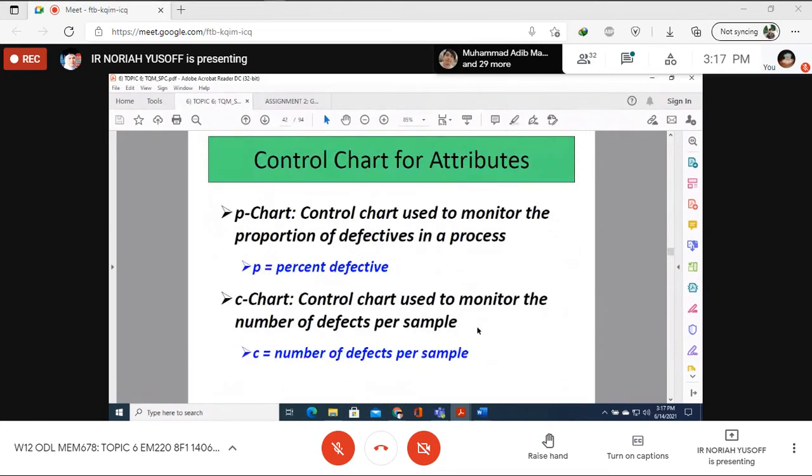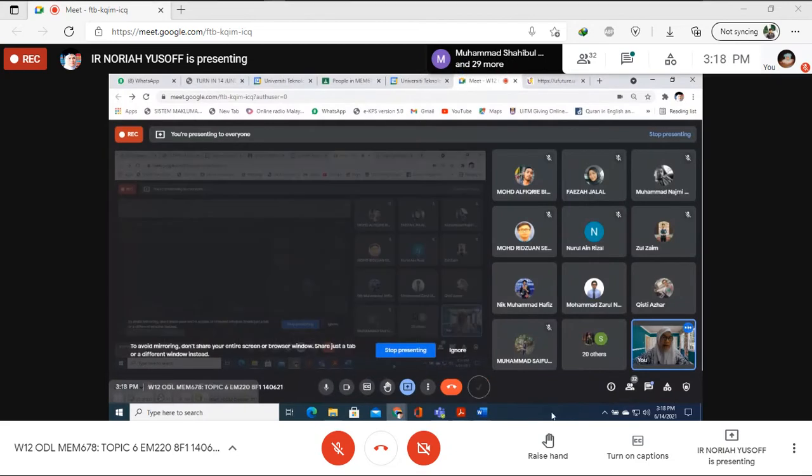Okay? So far, faham ya? Before saya proceed dengan control chart for attribute ni, siapa ada soalan? Saya nak habiskan dengan ini. Siapa ada soalan? Ini nak take file sekejap. Kita dah lebih kurang sejam dah.